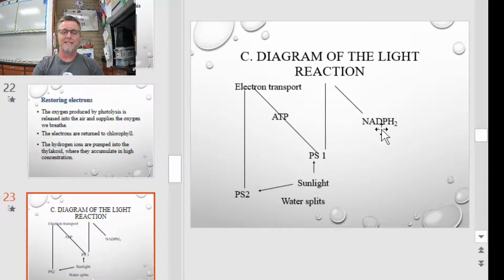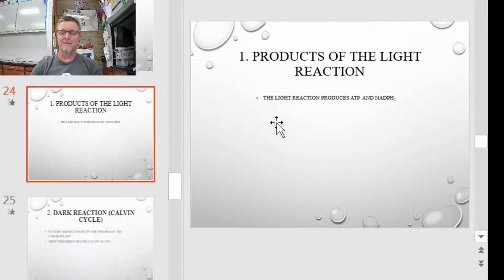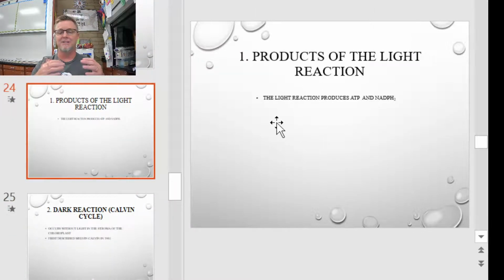Now, that NADPH2 and ATP are going to power the light-independent reactions. That's where we're going to go next. Okay? So if we had to just write down the products of the light reaction, you got to say the light reaction makes ATP and it makes NADPH2.